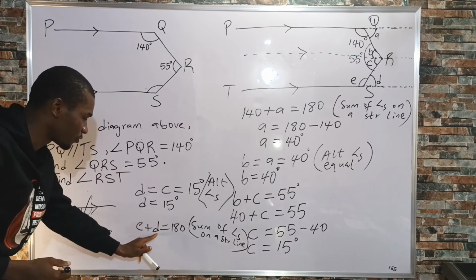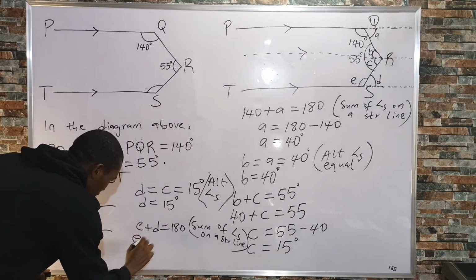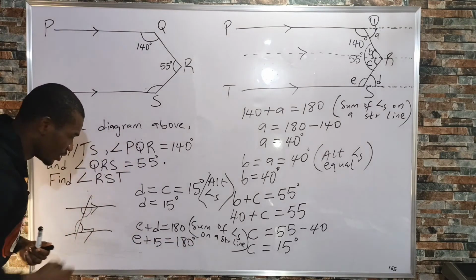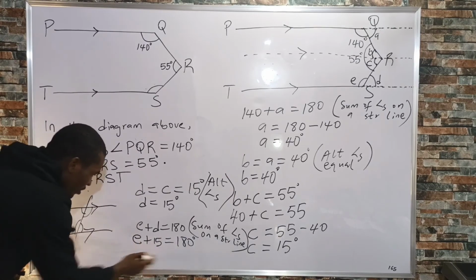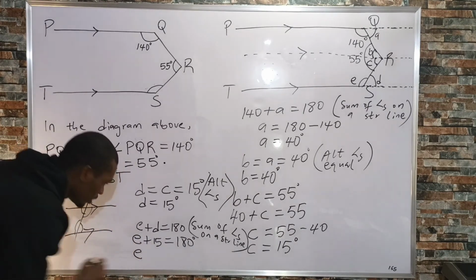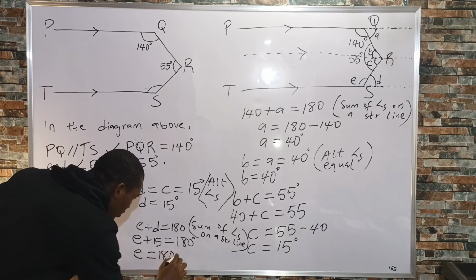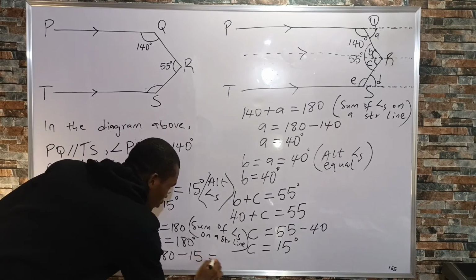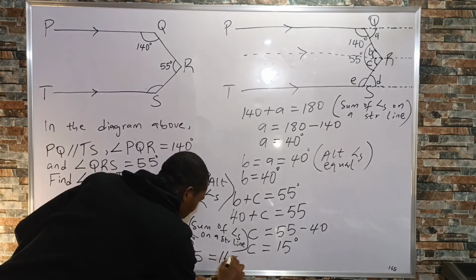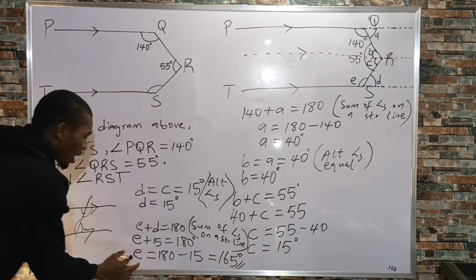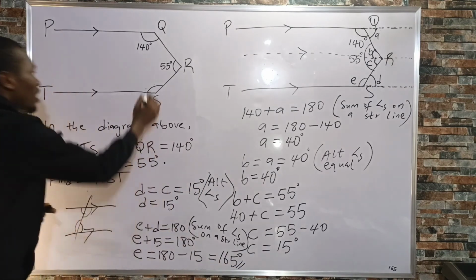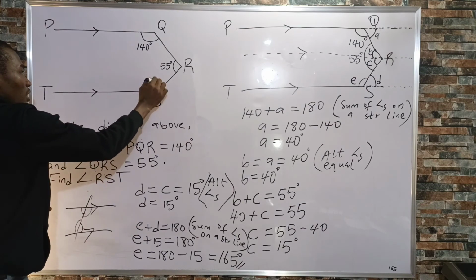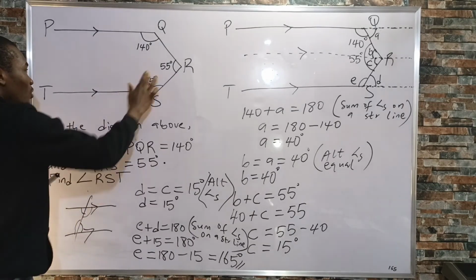Substituting 15 degrees for D here, we have E plus 15 degrees gives us 180 degrees, right? Making E the subject of the equation, we have E equal to 180 minus 15. And when we subtract 15 from 180, we shall have 165 degrees. So our angle E, which is the required angle we are asked to find, which is this angle S, is 165 degrees. Okay? We succeeded in finding that.